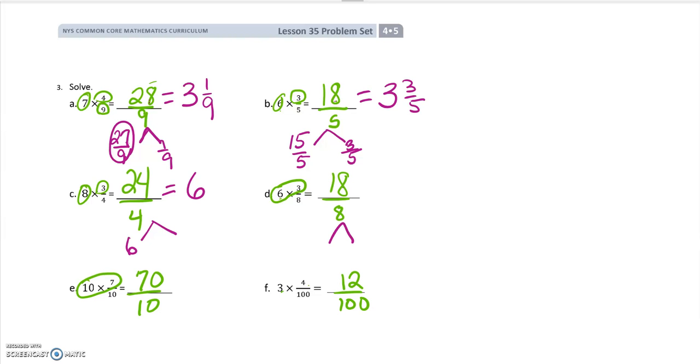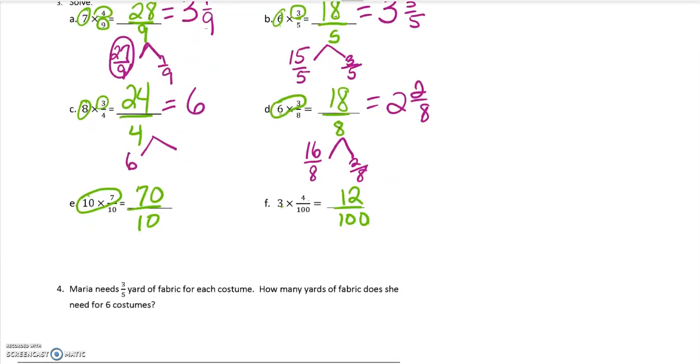Let's do 18. Oh, I'm sorry, 8. 8 times 1 is 8. 8 times 2 is 16. So 16 eighths would be the most eighths that I could take out. That would give me 2 whole. And I would have 2 eighths left over. 70 tenths. Let's see, if I skip count by 10s, I could do that 7 times. So 70 tenths is equal to 7 whole. And then 12/100, that's not improper. I can leave it that way.